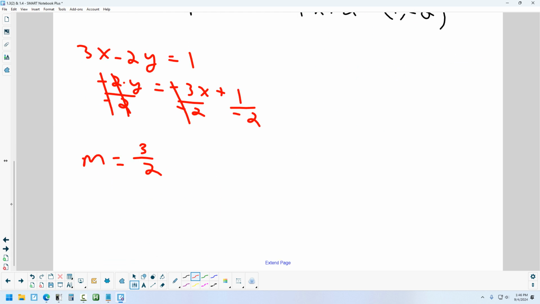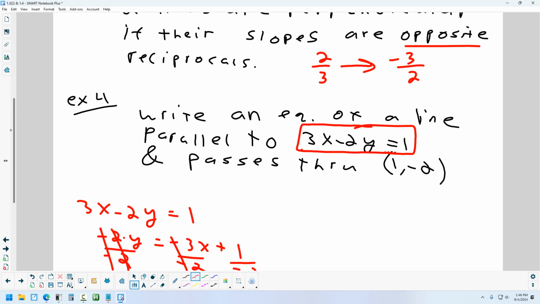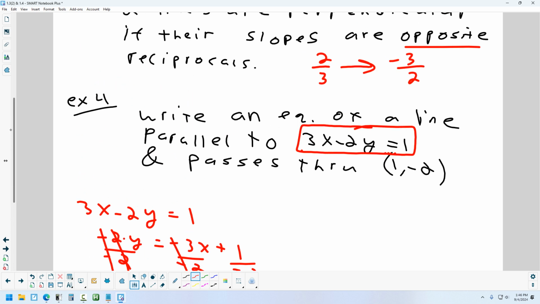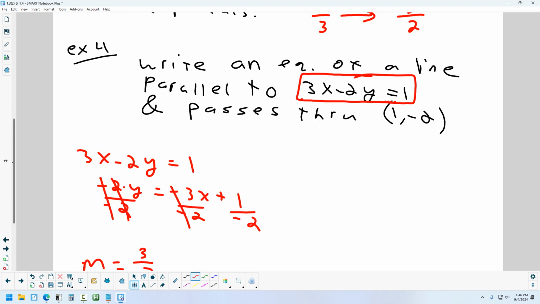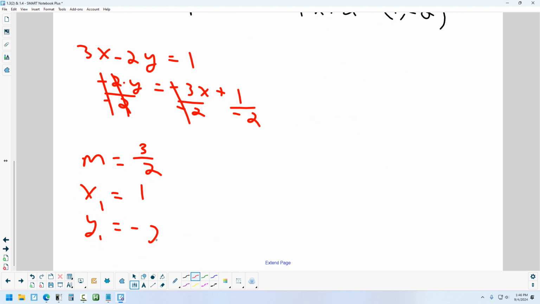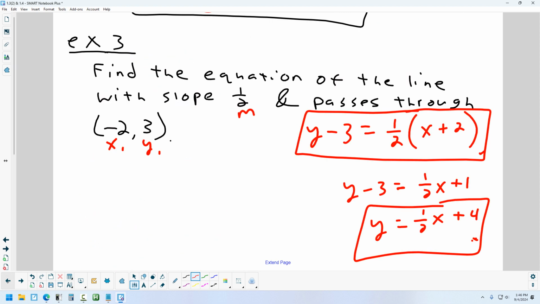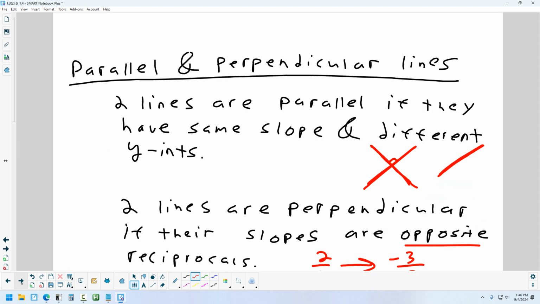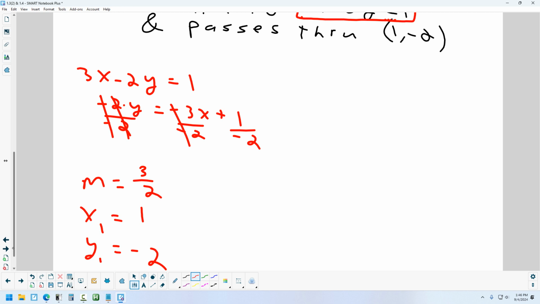What's the point that my line has to go through? 1, negative 2. Now, it's just like the problem we did right here. They gave me a slope, they gave me a point, fill them in. There's your slope, there's your point.